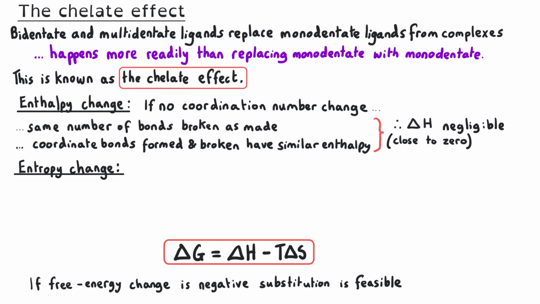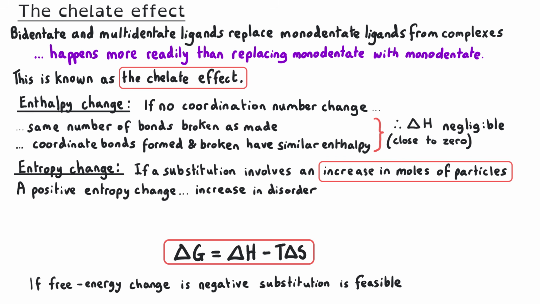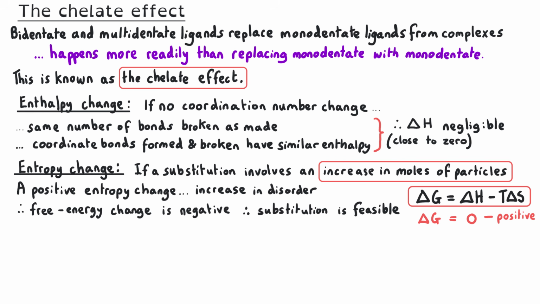When it comes to the entropy change, if a substitution involves an increase in moles of particles, this will be a positive entropy change. In other words, there will be an increase in disorder. And since delta H is effectively 0 and delta S is positive, when we work out delta G, we're subtracting a positive number away from 0, which means that the free energy change is going to be negative, and this ligand substitution is going to be feasible.